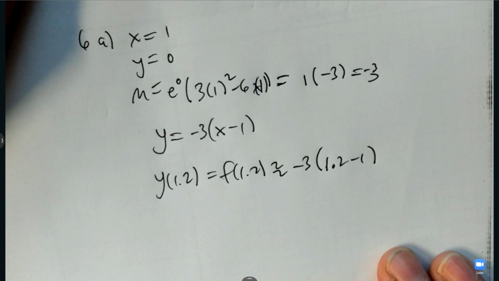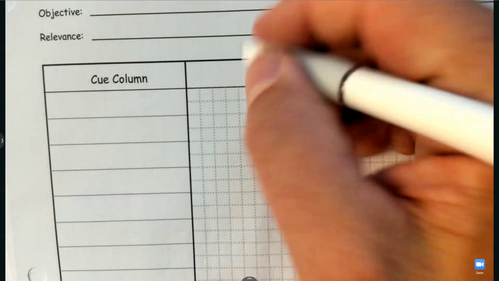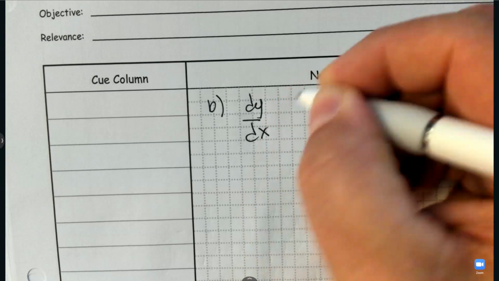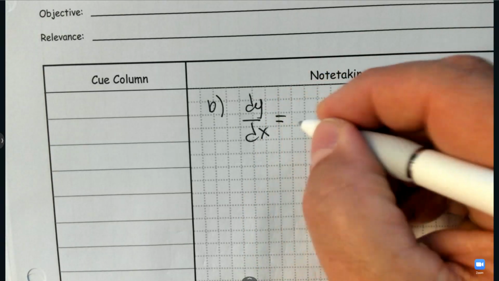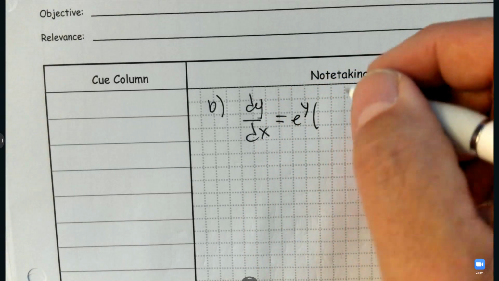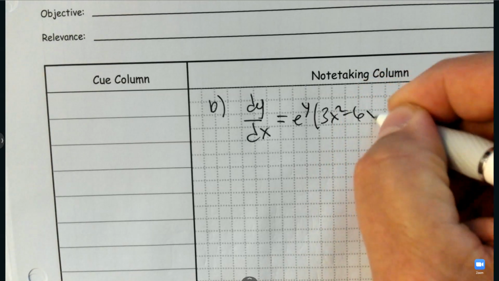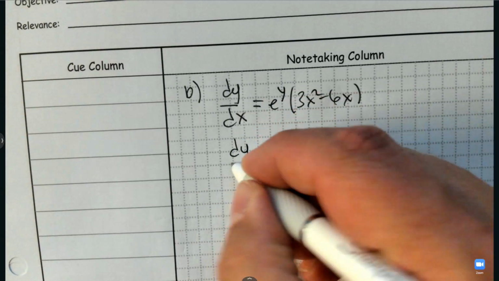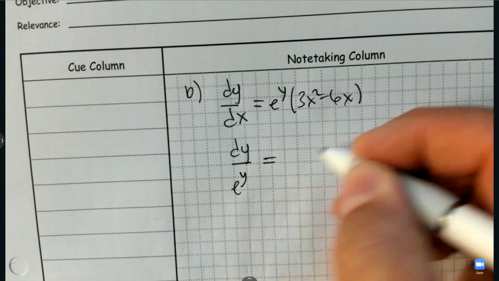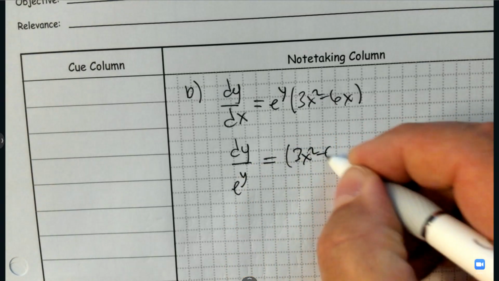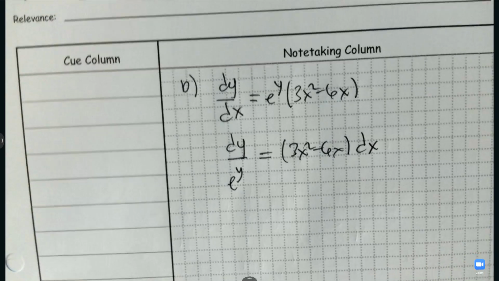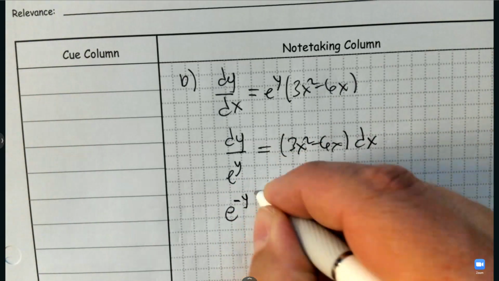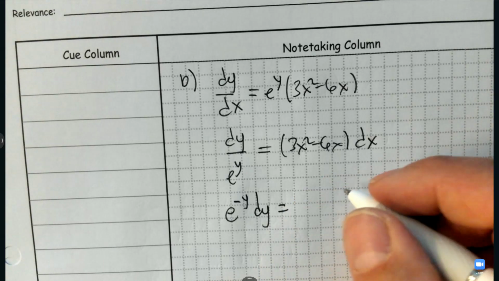Solve the differential equation. All right, so I'm going to do that on this page here. Again, a much shorter question than they give now in 2025. All right, we're going to separate the variables. So I'm going to divide by e to the y. I'm going to multiply by dx. So now they're separated. Instead of e to the y, I'm going to write it as e to the negative y to get rid of the fraction.